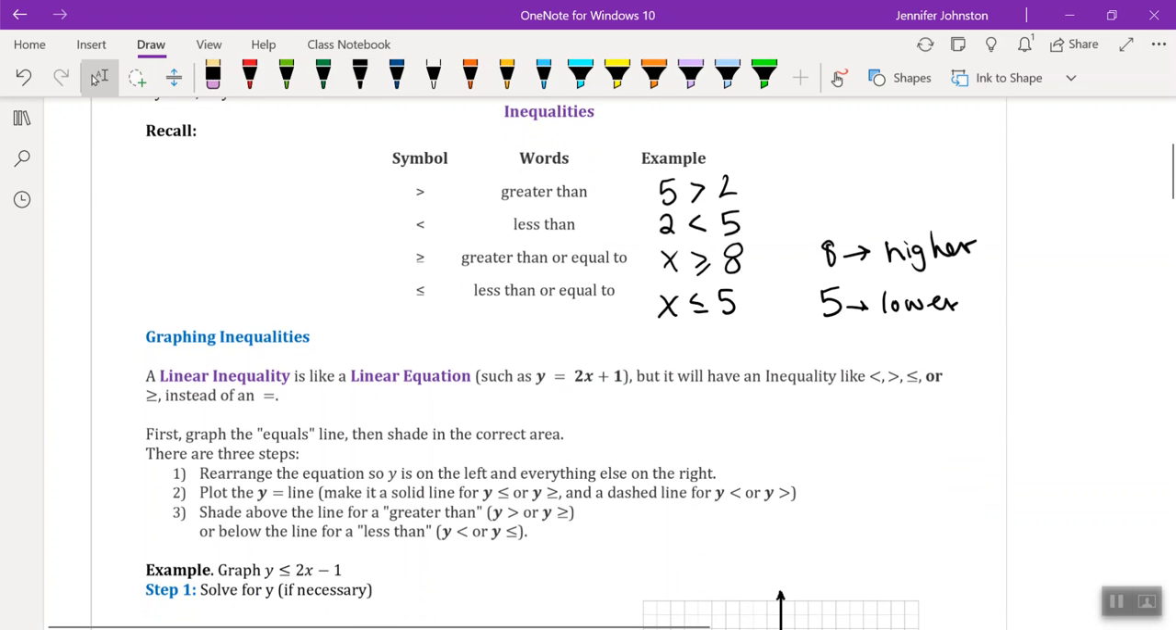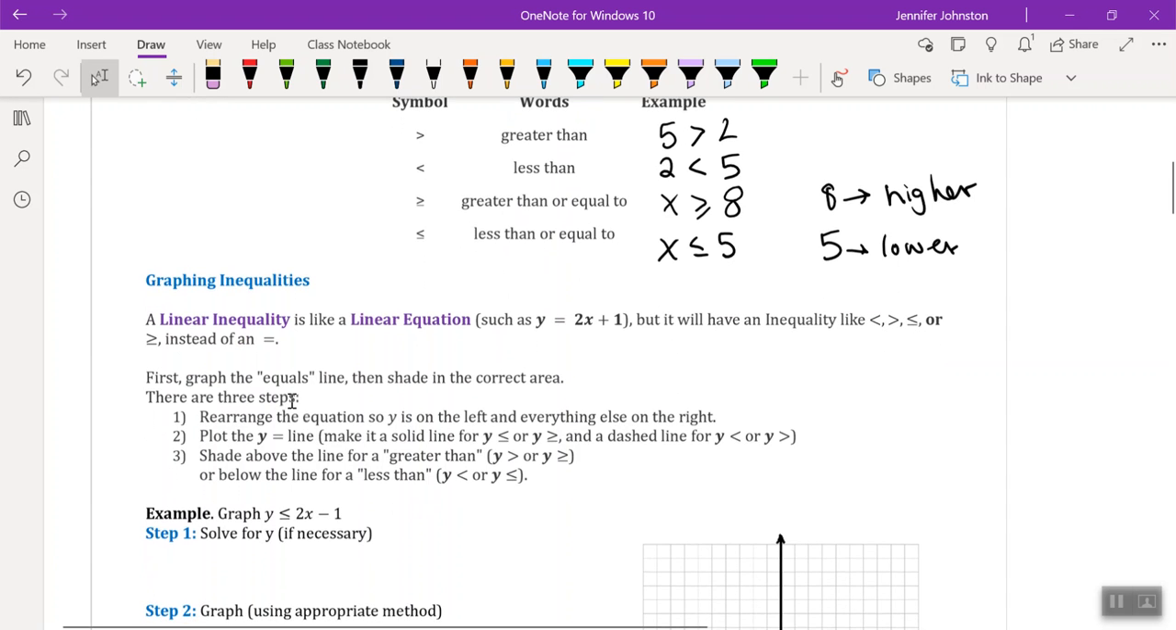For graphing inequalities, a linear inequality is like a linear equation. So for instance, y equals 2x plus 1. We would graph the y-intercept and use the slope to find the next points. But for an inequality, we can also have something like less than, greater than, less than or equal to, or greater than or equal to, all there instead of an equal sign. So instead of an equal sign, we would have one of those signs.